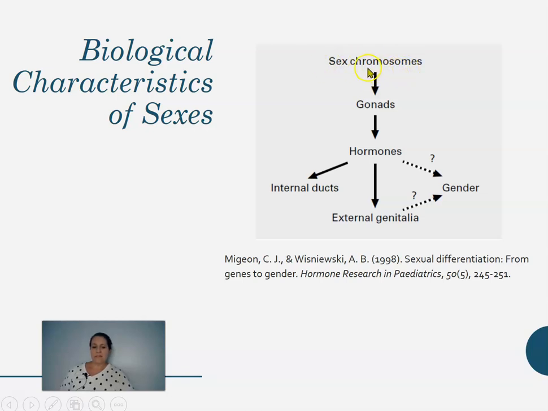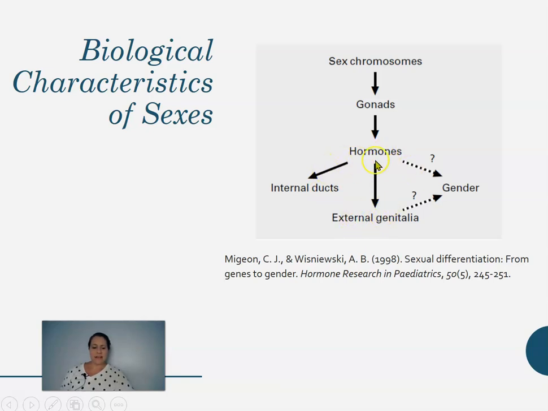Those genetics will have an influence on the gonads and determine if those develop into testes or ovaries. We will then see that those endocrine tissues, the testes and the ovaries, start to excrete hormones. And then hormones are what lead to the development of the internal reproductive ducts and the external genitalia.